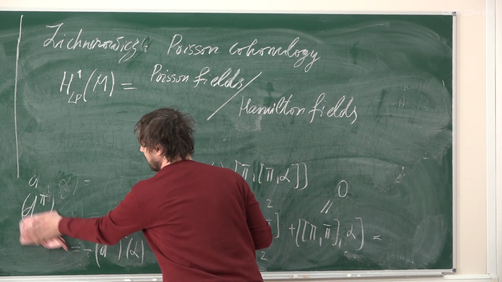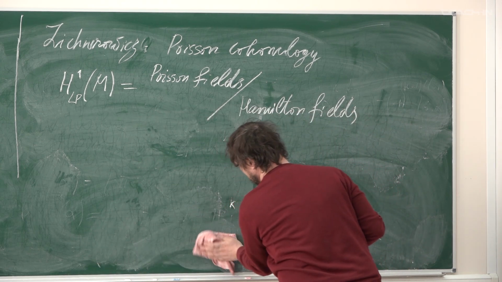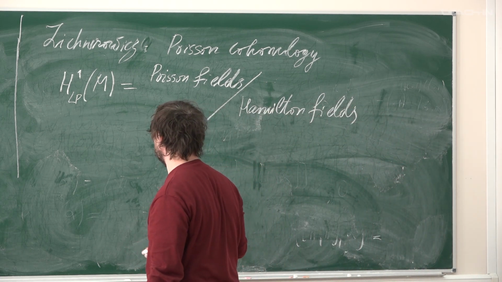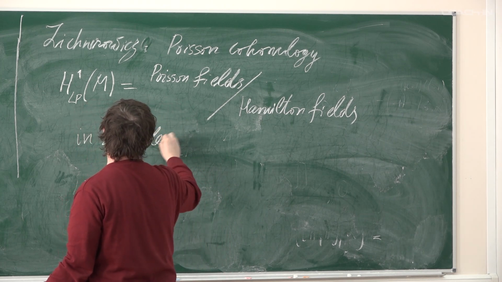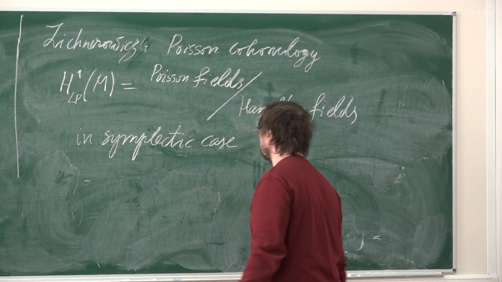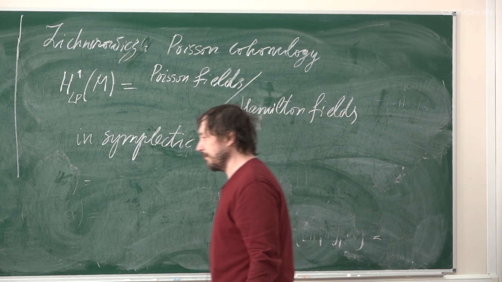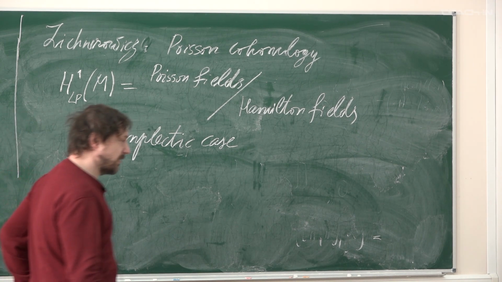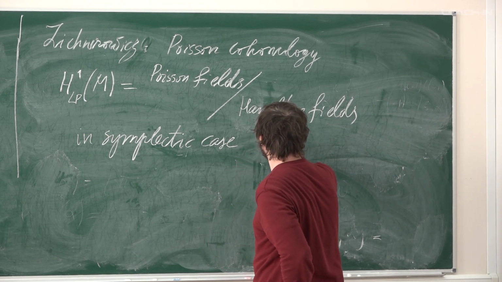In the case where we work with a symplectic structure, you already know that it's also applicable. So in the symplectic case, every Poisson field is locally Hamilton, and actually you remember that a field is in fact Hamilton.